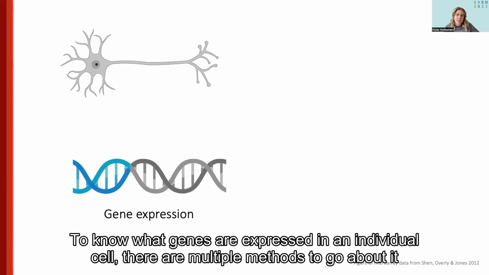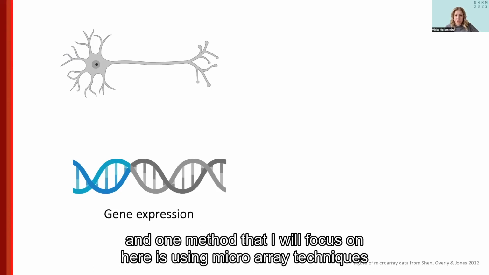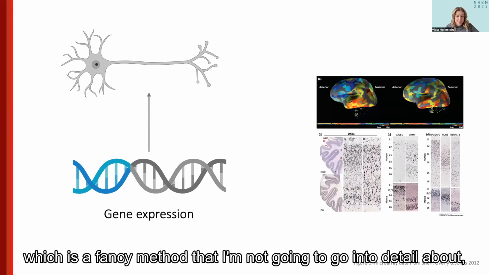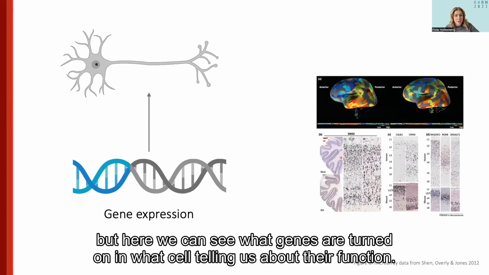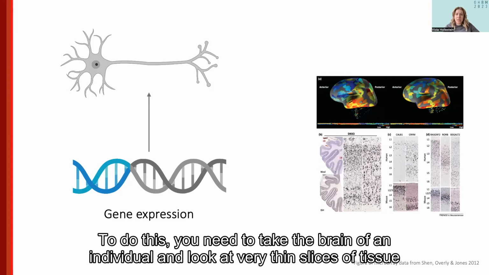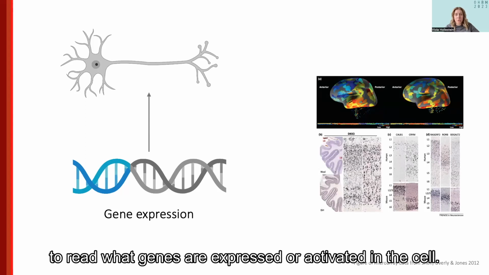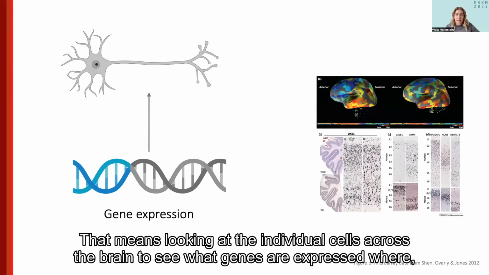To know what genes are expressed in an individual cell, there are multiple methods to go about it, and one method that I will focus on here is using microarray techniques, which is a fancy method that I'm not going to go into detail about. But here we can see what genes are turned on in what cell, telling us about their function. To do this, you need to take the brain of an individual and look at very thin slices of tissue, extract the gene information from the cells, and analyze that information to read what genes are expressed or activated in the cell. That means looking at the individual cells across the brain to see what genes are expressed where.